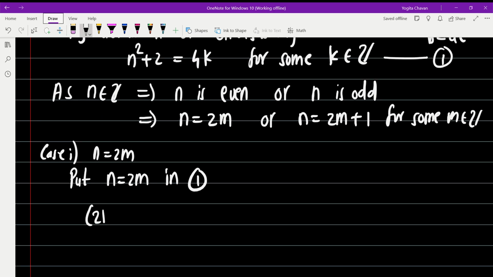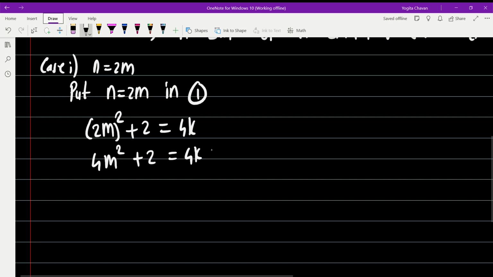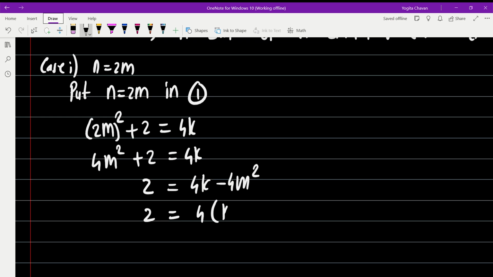So 2m whole square plus 2 is equal to 4 into k. Now 2m square is 4m square, plus 2 is equal to 4k. So this 2 is equal to 4k minus 4m square. So 2 is equal to 4 in bracket k minus m square. So 2 is equal to 4 into some integer, because k is integer, m is integer, so k minus m square is also integer.